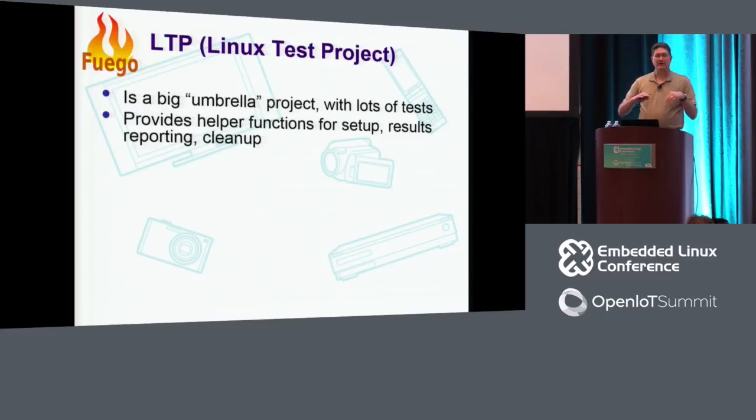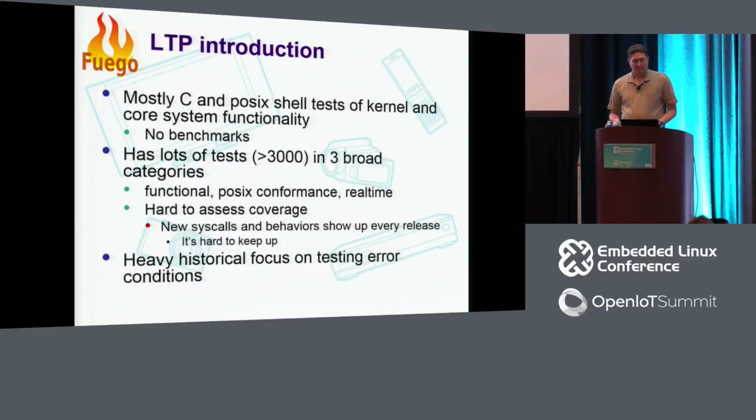So LTP is a big umbrella project. It's got a whole bunch of tests in it. It provides helper functions for setup, results reporting, and cleanup. It was founded a long time ago. If you look at it, it's mostly, not exclusively, but mostly C and POSIX shell tests of kernel and core system functionality. There are no benchmarks in it. It's really a functional test. It has lots of tests. There are over 3,000 tests, and they're in three broad categories.